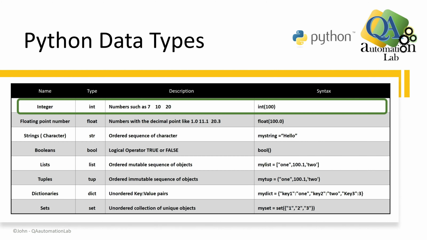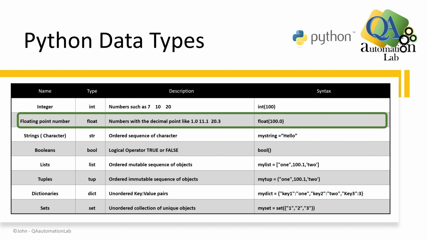The first one is integer. Integer is a whole number such as 7, 10, 20, 30, 40, and the syntax will be like this: int within brackets 100. The next one is floating point number, numbers with a decimal point like 1.0, 11.1, 20.3, and the syntax will be like float within brackets 100.0.